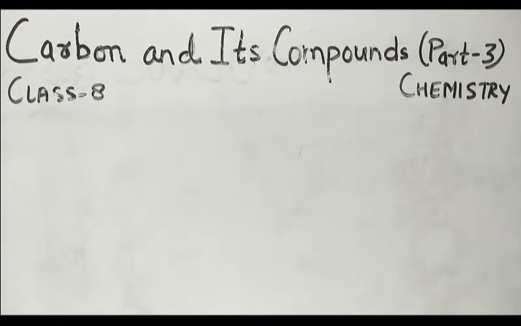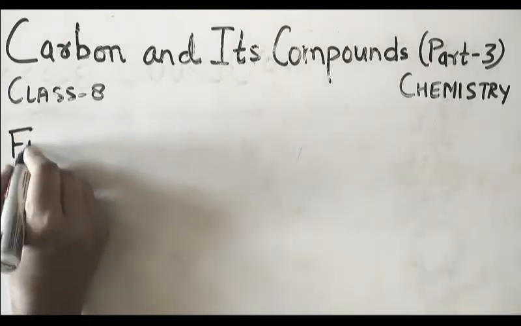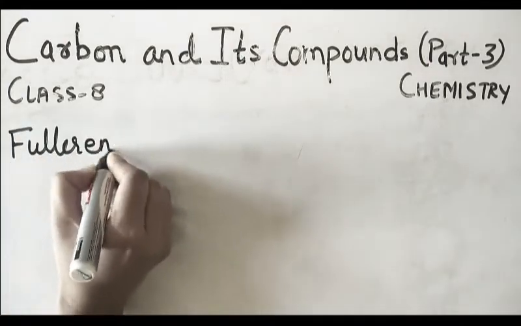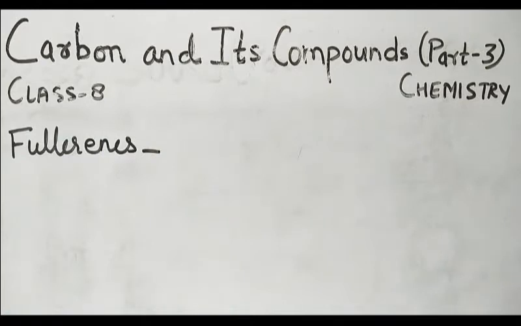So in the previous video I already taught you about the crystalline forms of carbon, in which I taught you about the diamond and the graphite, and now I am going to discuss the other crystalline form of carbon, and the name of this form of carbon is fullerenes. Fullerenes are a form of carbon having a number of carbon atoms, and because of that they form a shape.